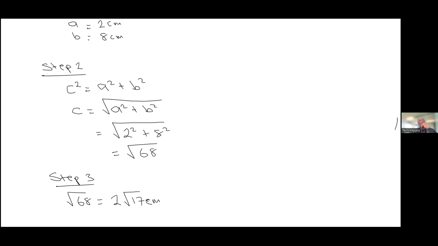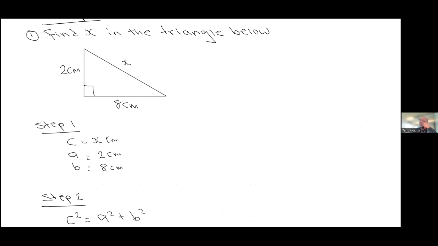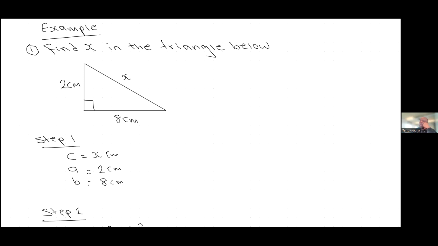And if you're asked to leave it in decimal, this is going to become 8.25 centimeters. And that will be the answer. So in this case, x is equal to either 2 root 17, or if you prefer, you can write it as 8.25. Okay, so that was that.